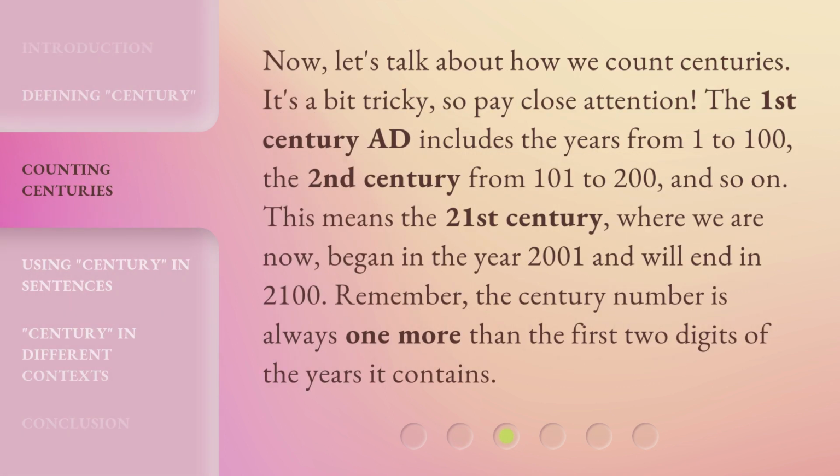Now, let's talk about how we count centuries. It's a bit tricky, so pay close attention. The 1st century AD includes the years from 1 to 100, the 2nd century from 101 to 200, and so on. This means the 21st century, where we are now, began in the year 2001 and will end in 2100. Remember, the century number is always one more than the first two digits of the years it contains.